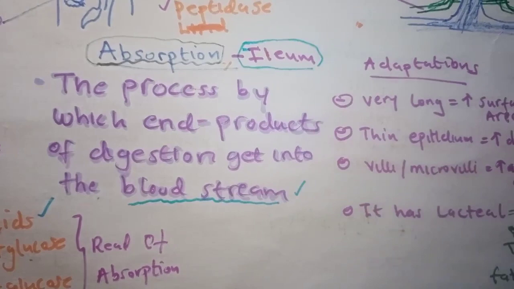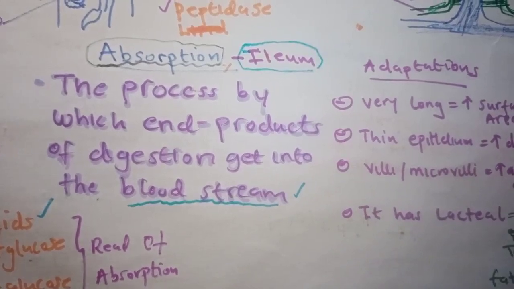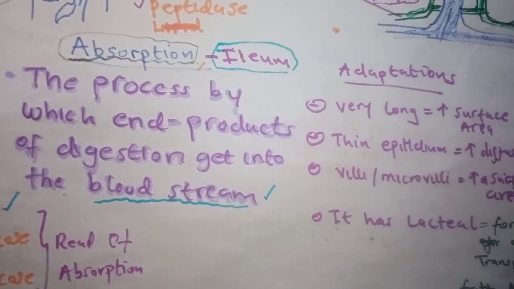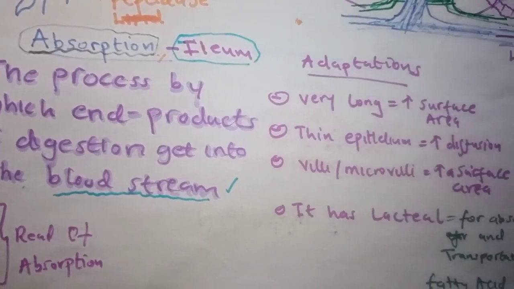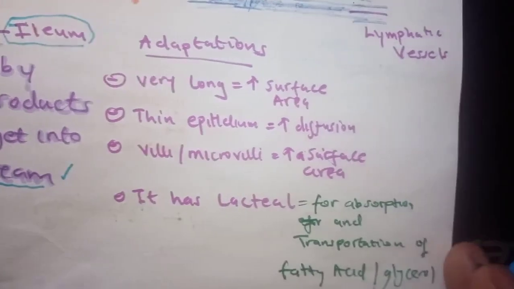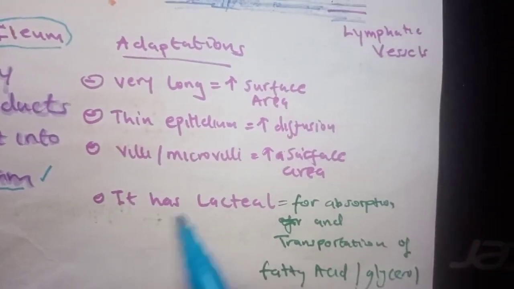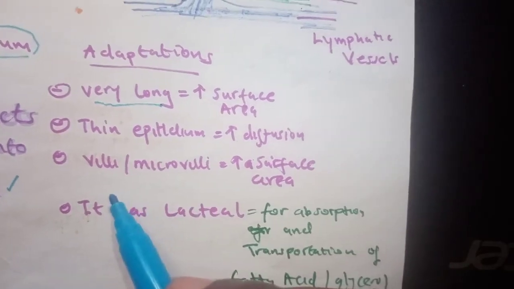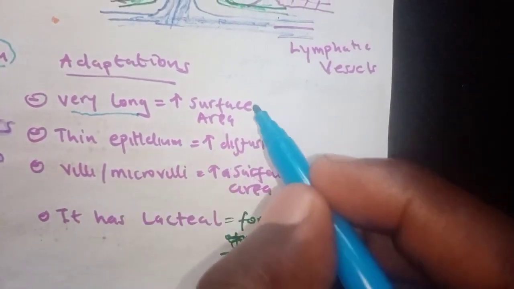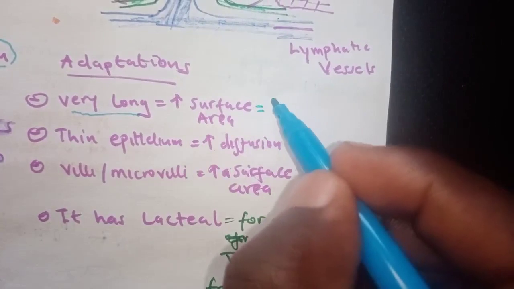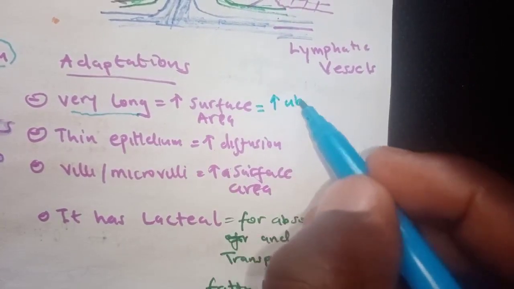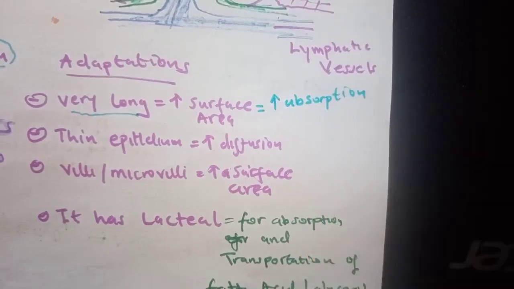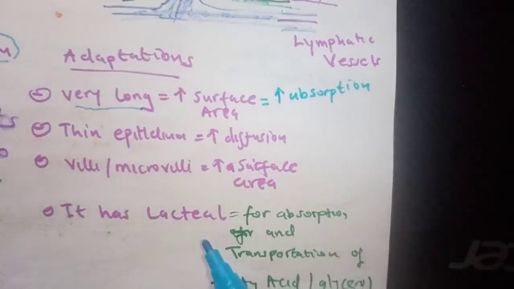The ileum is specialized to carry out absorption, because it has some features that make it more adapted for this process. One of these features is that the ileum is very long. This increases the surface area, and once the surface area is increased, you have increased absorption. Those are the adaptations of the ileum for absorption.